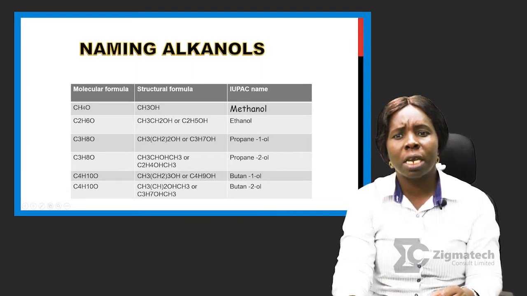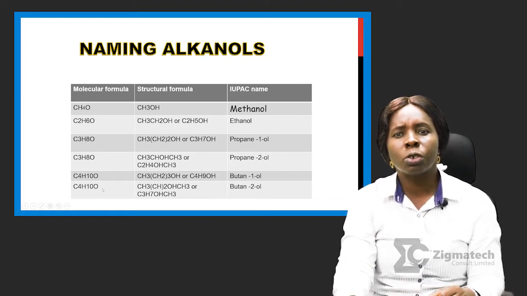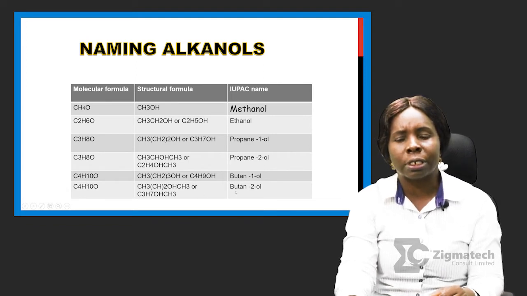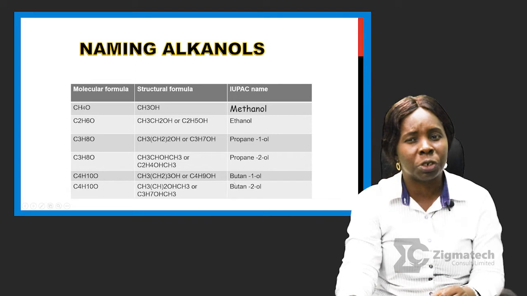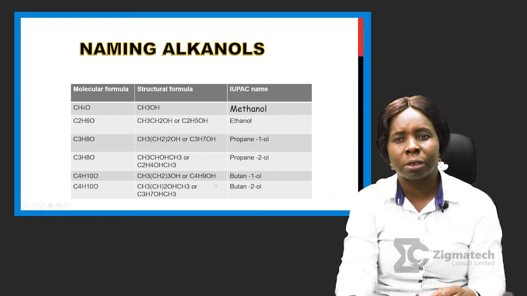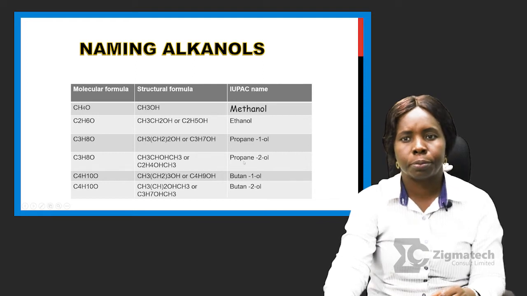So we have CH3, CH2, CHOH, then CH3 at the end. That is butan-2-ol. So these compounds have the same molecular formula, C4H10O, but their names and their structures are not the same. Like we explained in chemistry, they are isomers. Butan-1-ol and butan-2-ol are isomers, while propan-1-ol and propan-2-ol are isomers.